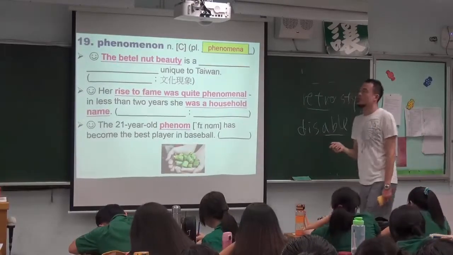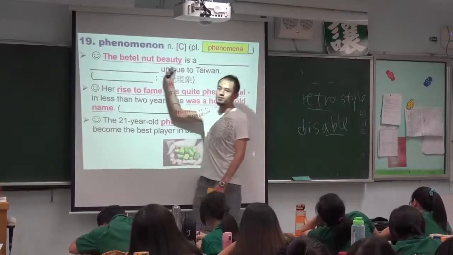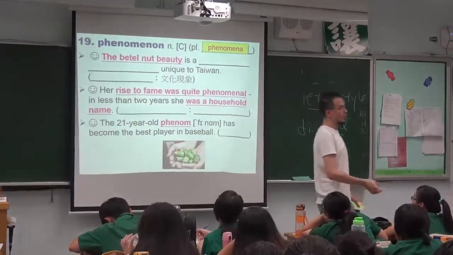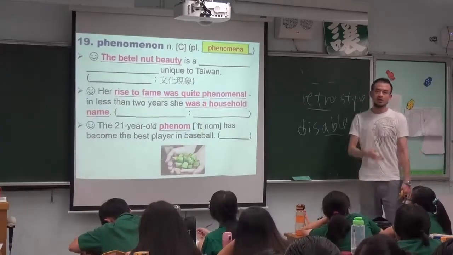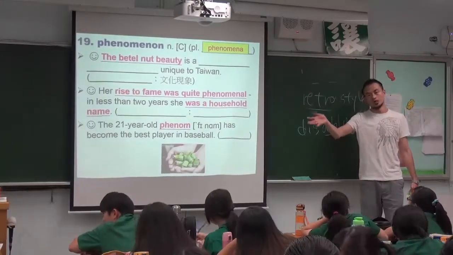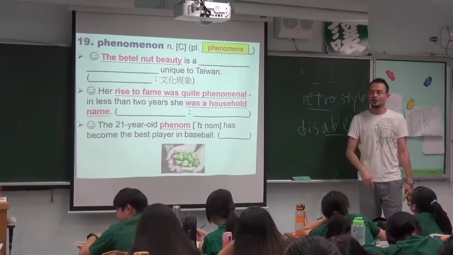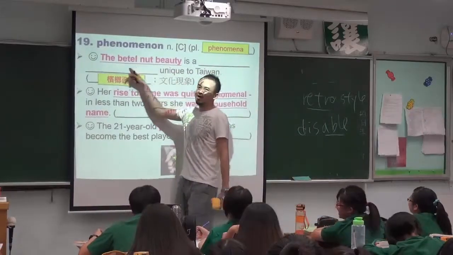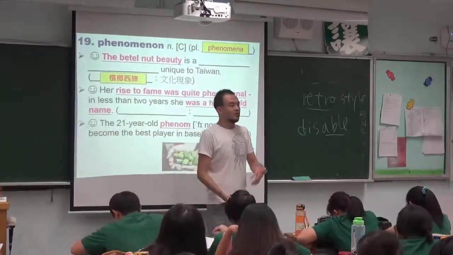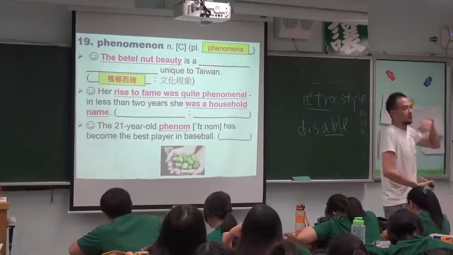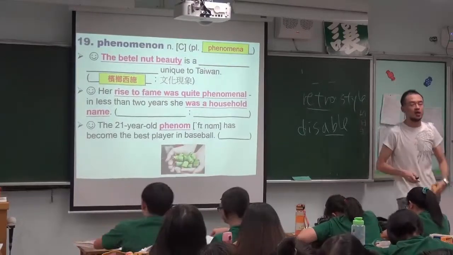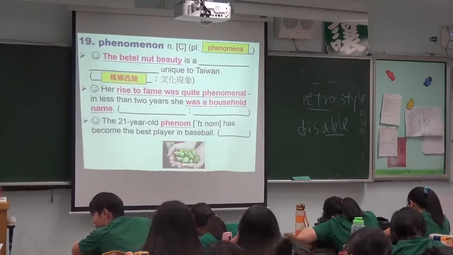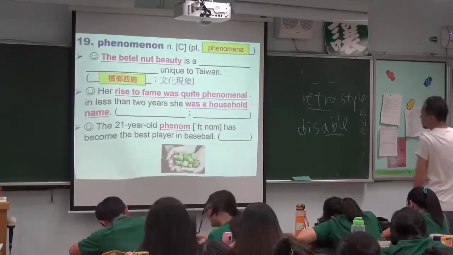Easy. So here first example, the Beetle Nut Beauty. What's a Beetle Nut Beauty? A Beetle Nut Beauty is a lady who sells beetle nuts on the side of the road. Usually you can see them if you ever go traveling and you go on a highway, like you can see them on the side of the road before you go on a super highway.